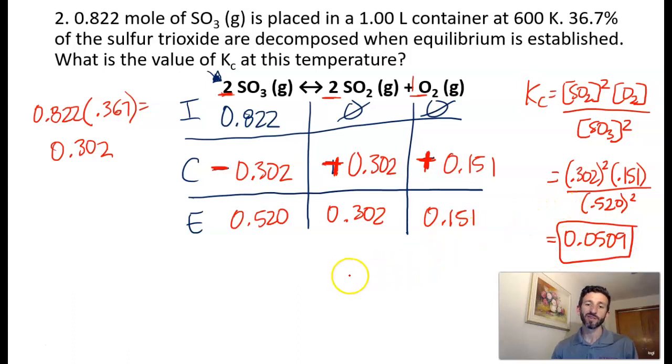Okay, so this K here is less than 1 as well. Okay, and it still makes sense because look, I have a lot of reactants compared to my products. And only 36% of it decomposes, which means you still have more reactant than you have product at the end. Alright, that's how we do the ice tables.